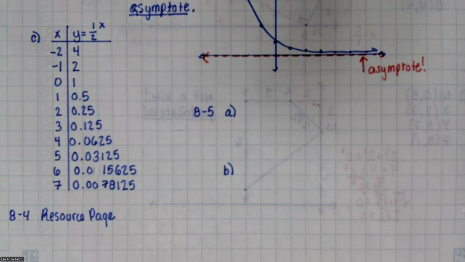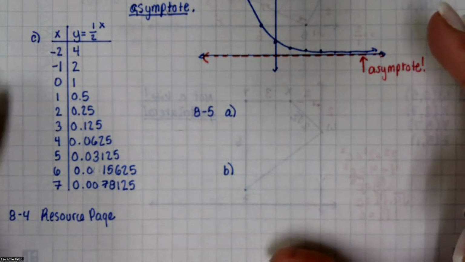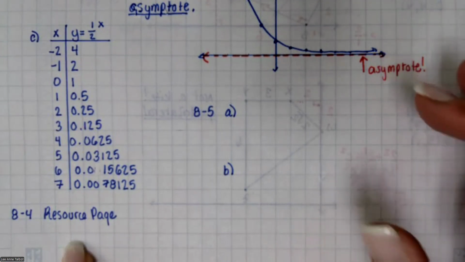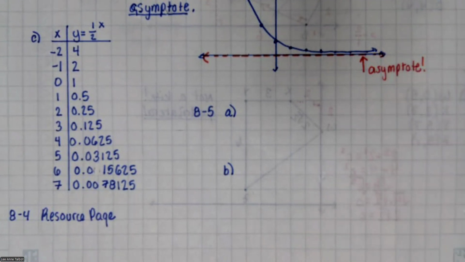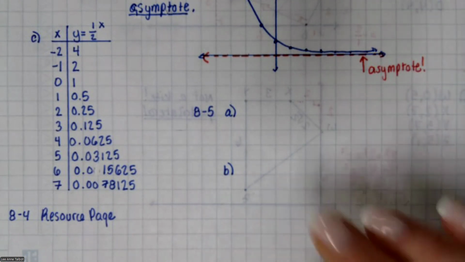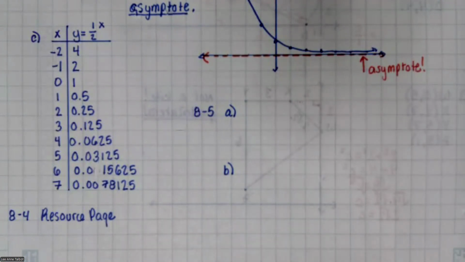Okay, once you guys get your asymptote drawn in, go back to the resource page. We're going to fill in the rest of the things, and then we're going to talk about the weird stuff, and then we're done. The negative flip-flop business. We're just basically going to say we're not doing that. It's a nope. It's a hard no.